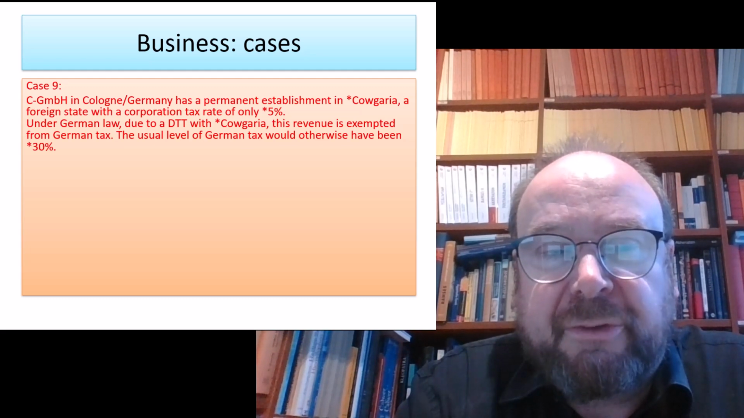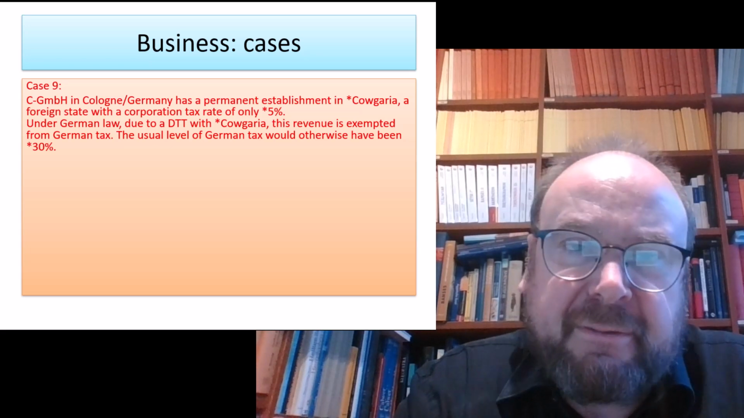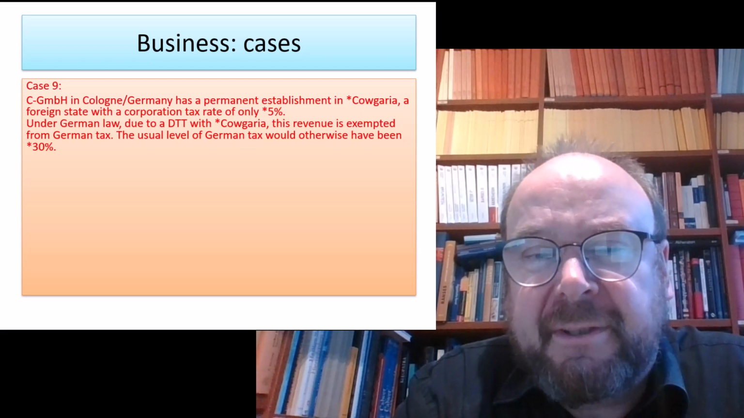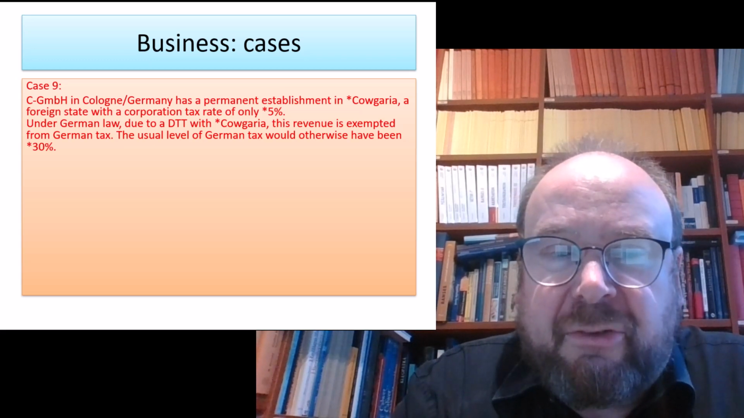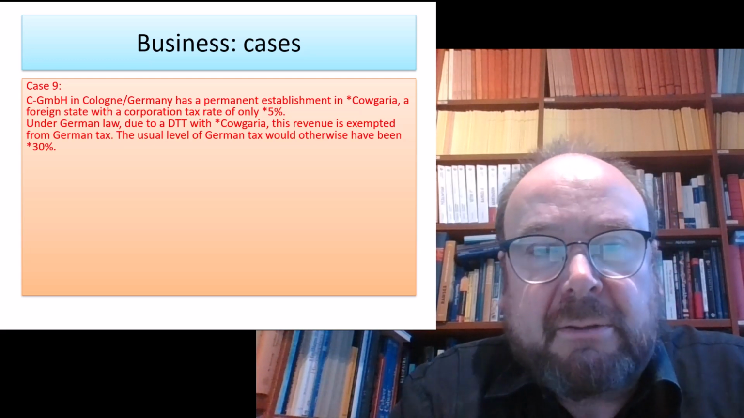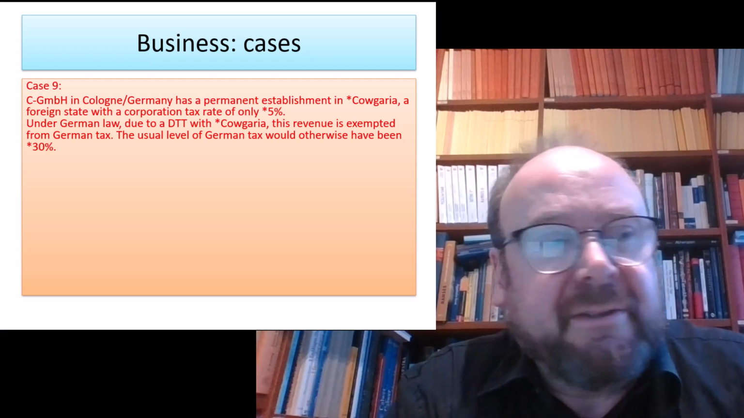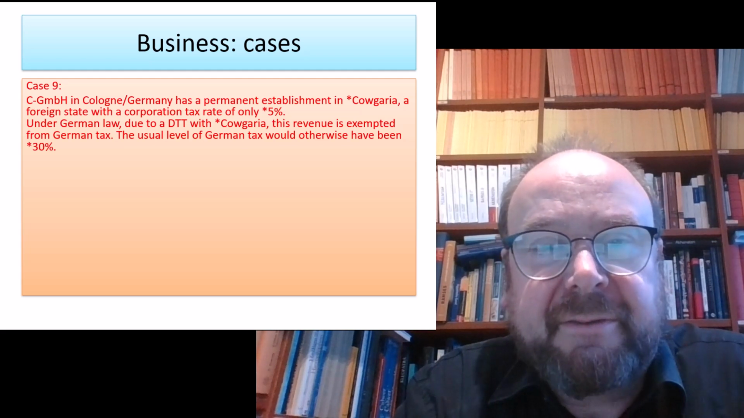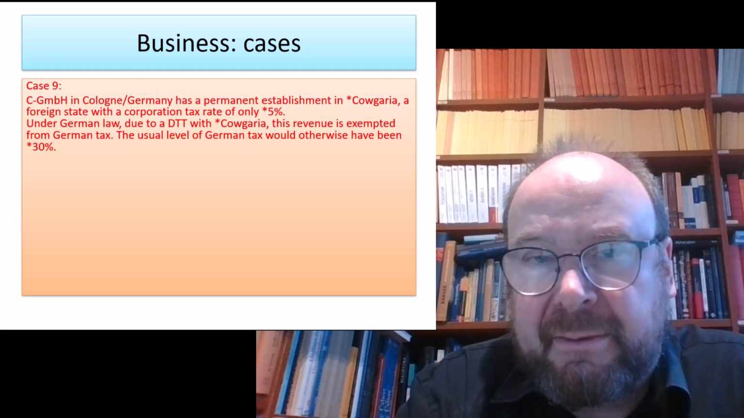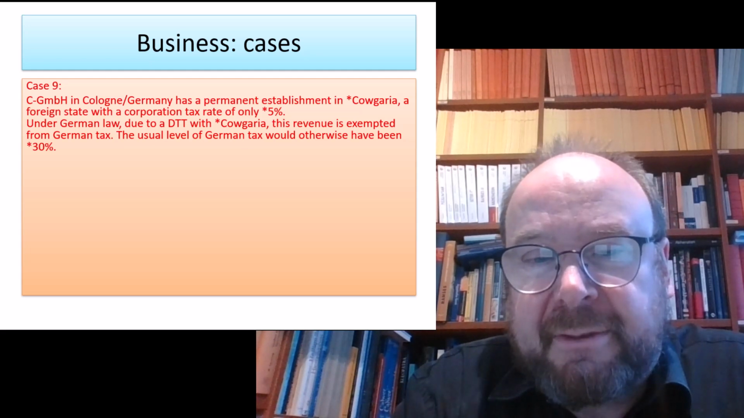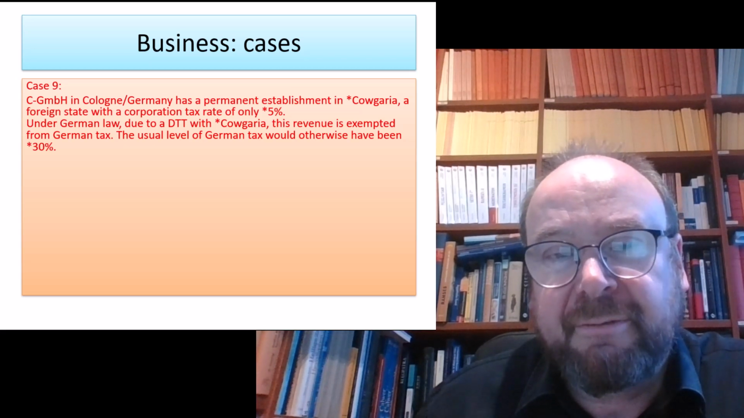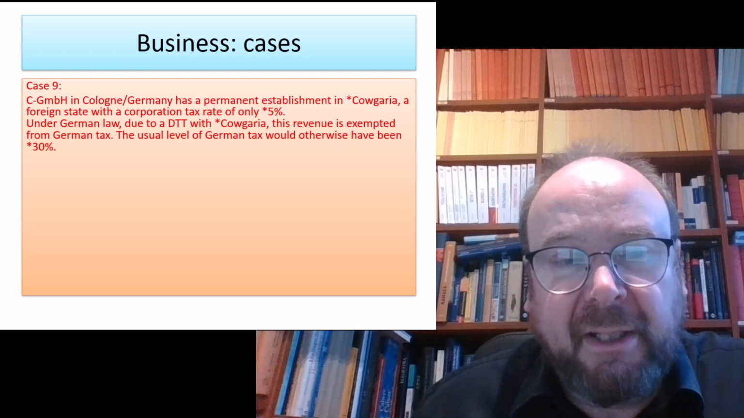C GmbH is in Cologne, Germany, and it has a permanent establishment in a foreign country. Let's call it Bulgaria. So it's a foreign state, and it has a corporation tax of only 5%. Now, under German law, due to a DTT with the state of Bulgaria, this revenue is exempted from German tax. Such a thing is possible if, for example, the DTT with Bulgaria was made in a time when this still was a high-tax country, and nobody ever expected them to lower their taxes so massively downwards as they did later. In Germany, the tax level is still approximately 30% for a GmbH, that is 15% corporation tax and approximately 15% of trade tax.